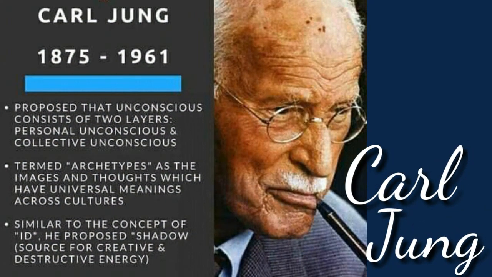Carl Jung, 1875-1961, proposed the unconscious consists of two layers, personal unconscious and collective unconscious, termed archetypes, images and thoughts which have universal meaning across cultures. Similar to the concept of id, he proposed the shadow, a source of creative and destructive energy.